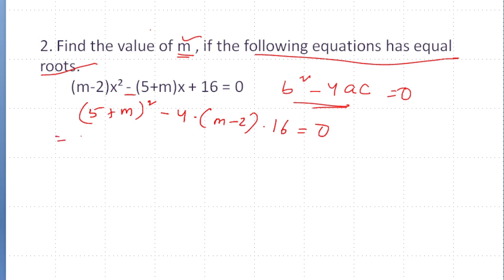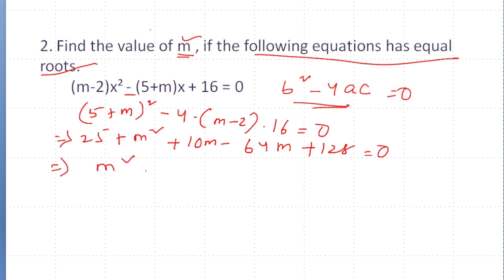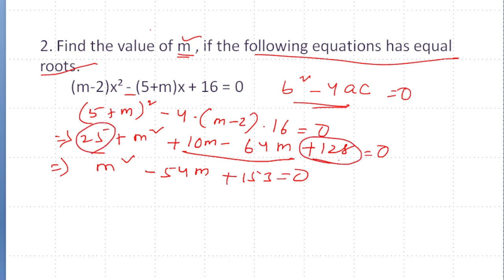Now solve it. 25 plus m square plus 10m minus 64m plus 128 equals to 0. Now come the next step. m square minus 54m plus 153 equals to 0. Just we solve this, and we added with 128. Okay, now again you know factorization of this. Never take this sign, students. Whenever you factorize, it will come behind your answer. Never take this sign.